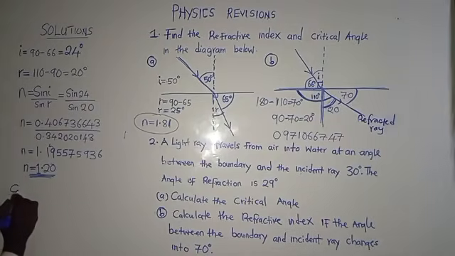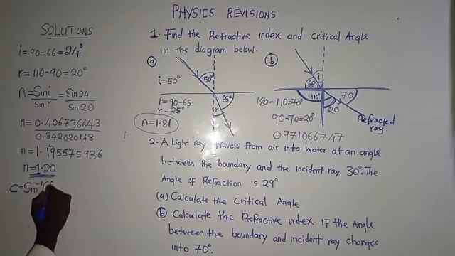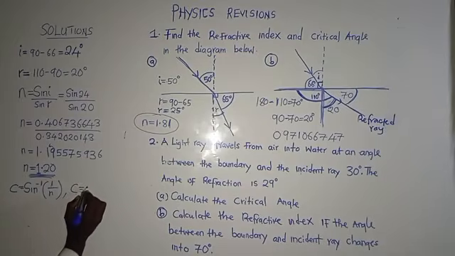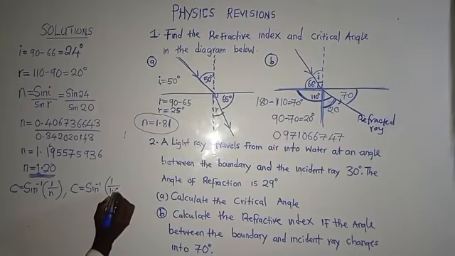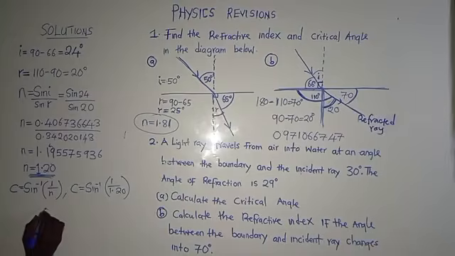Then the critical angle. Critical angle is equal to sine inverse of 1 over n. So critical angle is equal to sine inverse of 1 over 1.20. I want you to find everything at once and tell me the answer. What answer are you getting there?